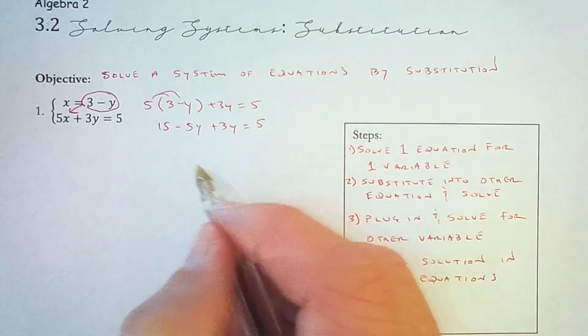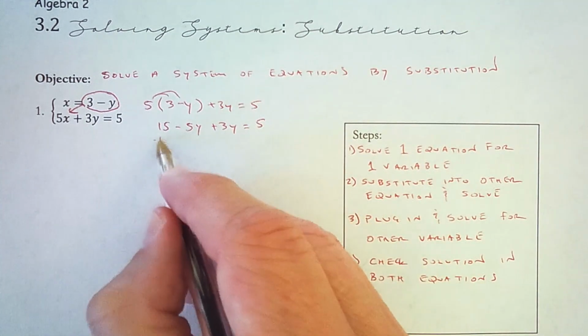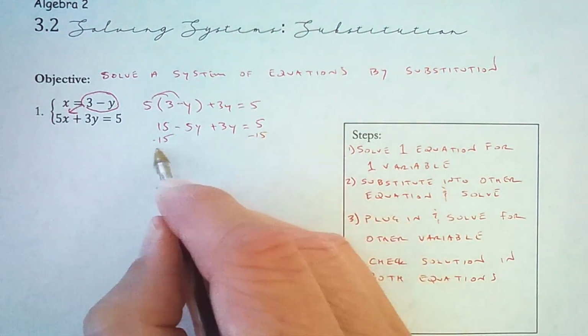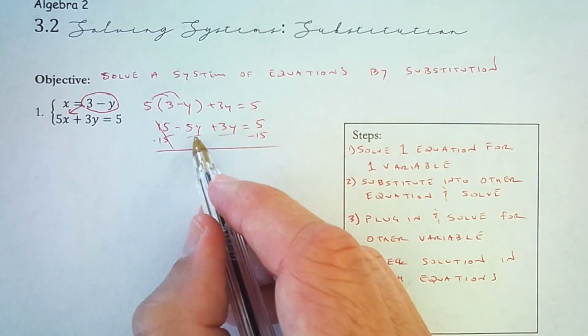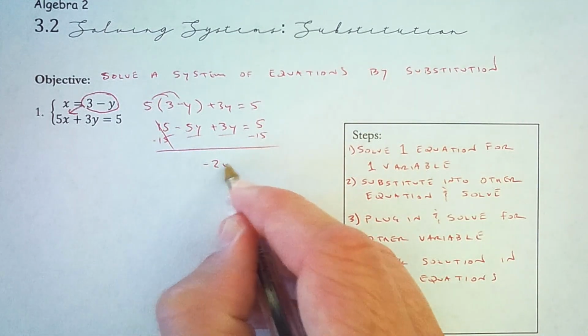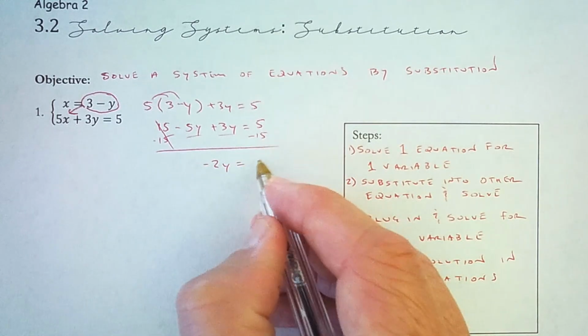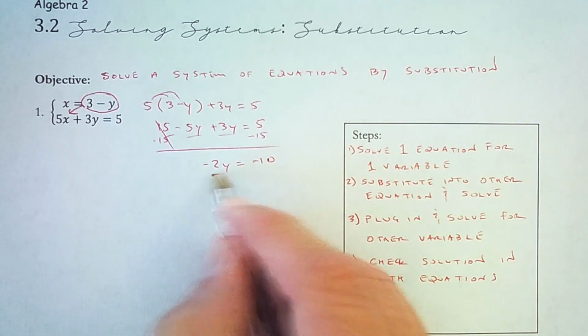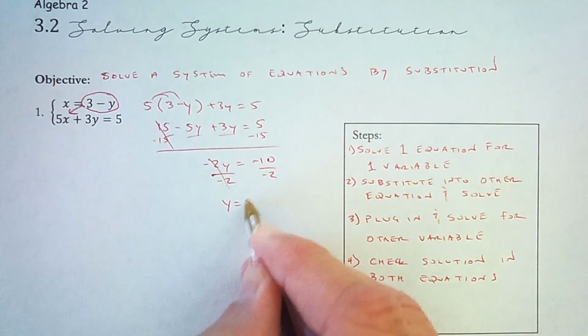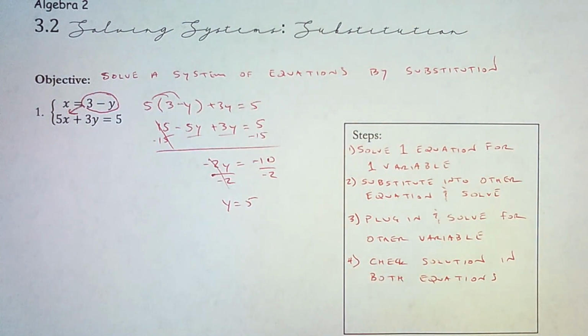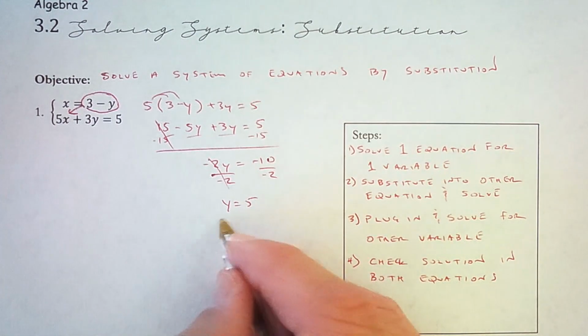Okay, now I'm going to subtract this 15 from both sides. And I'll also combine these like terms. Negative 5y plus 3y is negative 2y. And 5 minus 15 is negative 10. And I will divide by negative 2, and find that y is 5. Okay, so I've got y is 5.